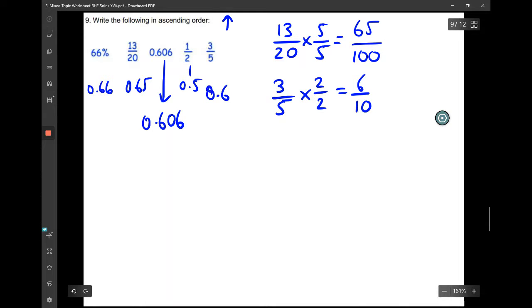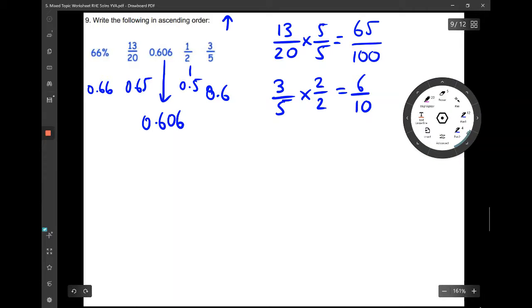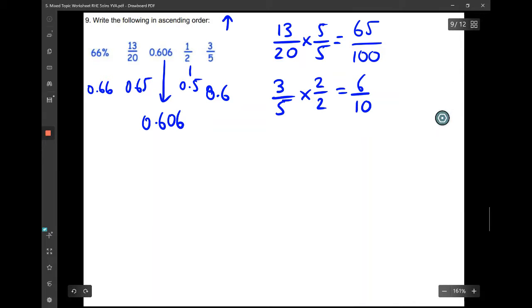So we want to put them in order. The smallest first, so just to make it easier to compare, I am going to add a 0 to the end of some of these numbers, sometimes 2 zeros, and then you can compare 660, 650, 500, 600, 606. So you put them in order.